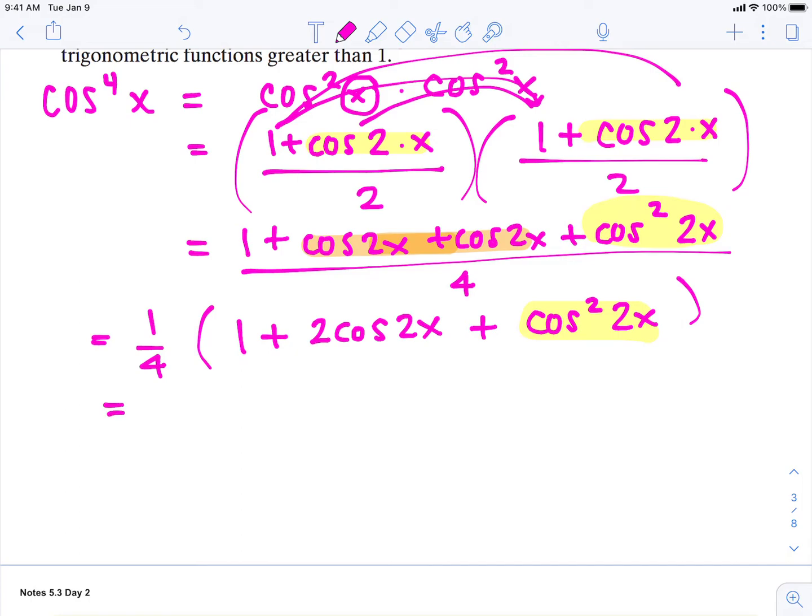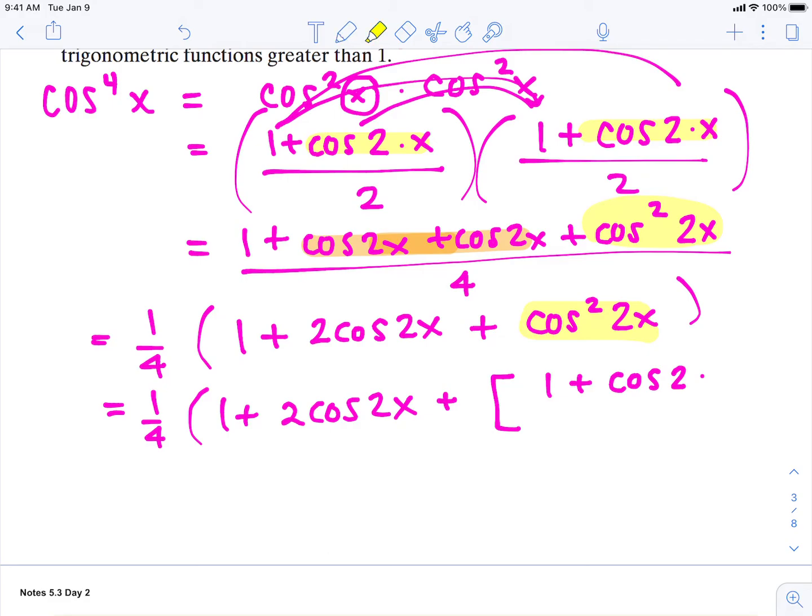So here we go. We have the 1/4 out in front. 1 plus 2 cosine 2x. And now we're power reducing that yellow piece. So I'm just going to put another fraction here, or a bracket. And we're doing 1 plus cosine 2. And now what is our x term? This is our x term, 2x, all over 2. So we need to simplify farther.